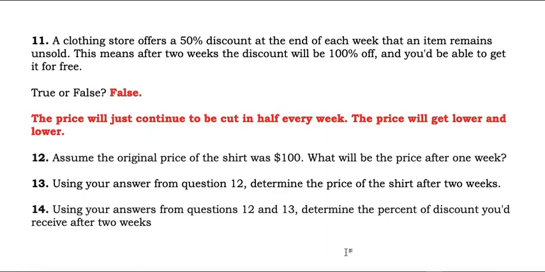So, in problem 11, it says we're looking at a scenario for a specific clothing store. And the clothing store offers a 50% discount at the end of each week that an item remains unsold. So basically, what the clothing store is doing is it's trying to get rid of the items it's selling. So every week that clothing remains in the store, they offer more and more of a discounted price. What they're basically doing is they're continuing to cut the price in half.